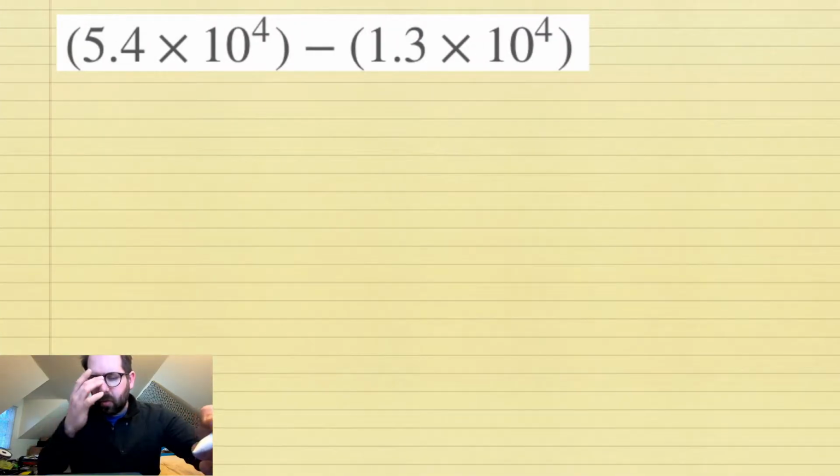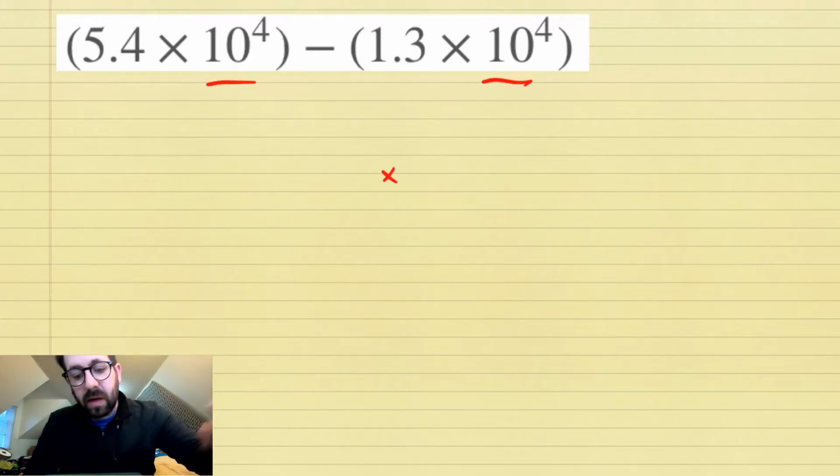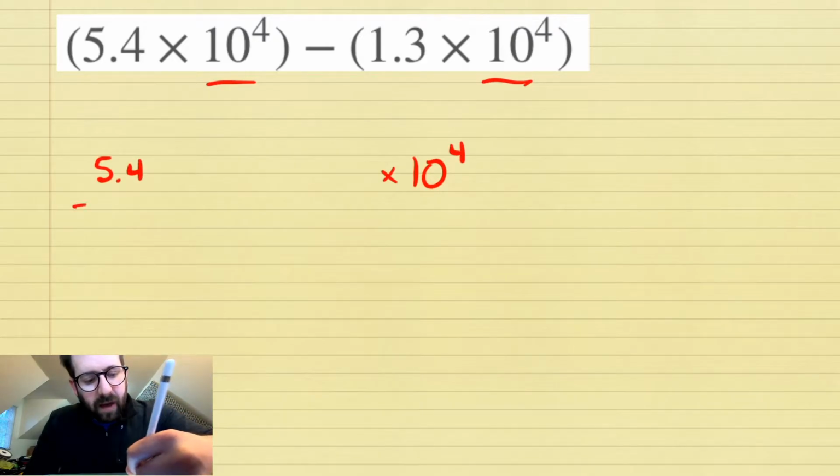Let's jump right into the next one. I think we're on the 4th problem now. We're subtracting again. So if we're subtracting, we just have to make sure the powers of 10 are the same. It's not like multiplying. We don't care about that. But on subtracting, we just make sure these powers of 10 are the same. They are. So my answer will be times 10 to the 4th. And what we're going to do is take the 5.4 and subtract the 1.3.